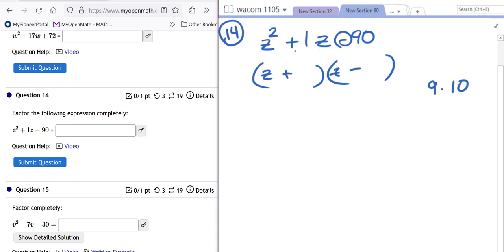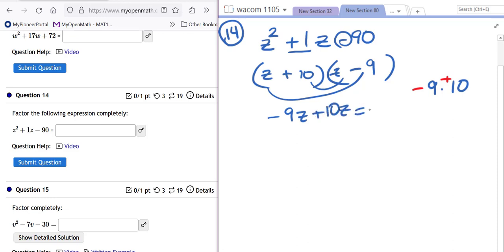So we want a positive 1, so this sign, whatever this is, needs to go with the bigger number. So plus 10 minus 9. So the 10 needs to be here. The 9 needs to be with the minus. Check. Minus 9z plus 10z gives me 1z or z, which is good.